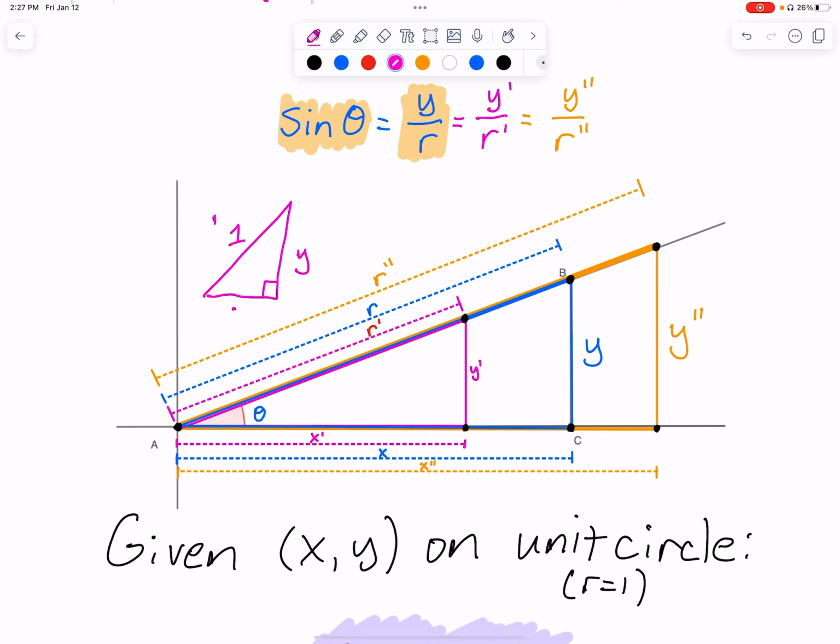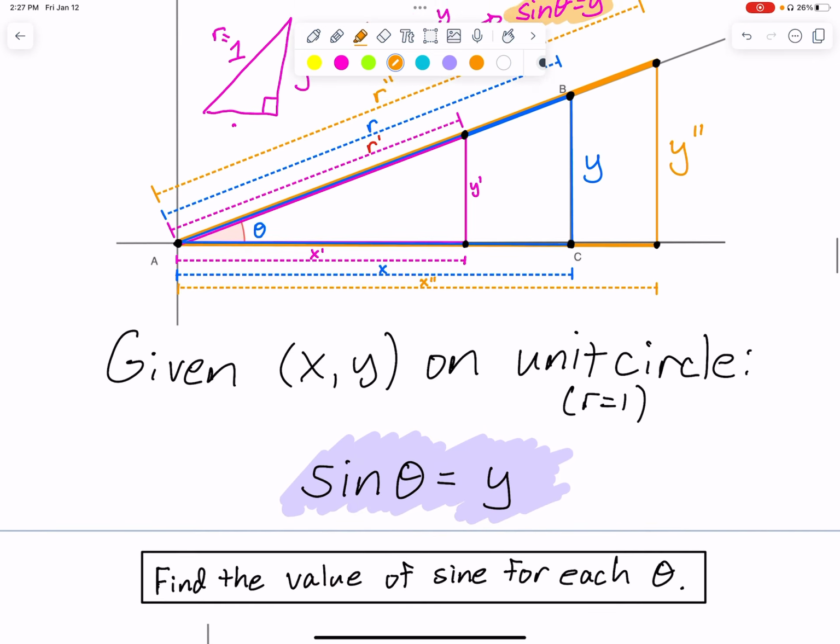And this was my r, but now it equals 1. Then sine of theta is actually just equal to y over 1. Well, anything over 1 is just itself, so this is sine theta equals y. Now, this is only when r equals 1. Okay, I wrote that right down here.